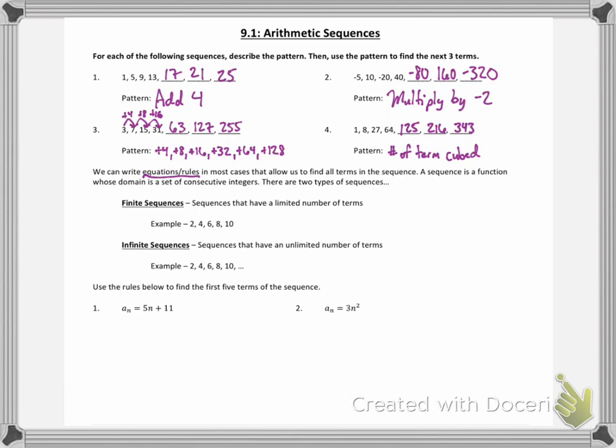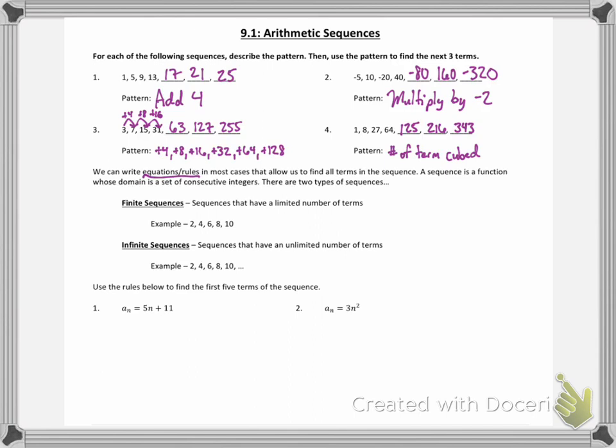There are two types of sequences, finite and infinite. This is just more for knowledge when you see these words. A finite sequence just has a limited number of terms, so you can see 2, 4, 6, 8, 10. It stops. For infinite, it has an unlimited number of terms.